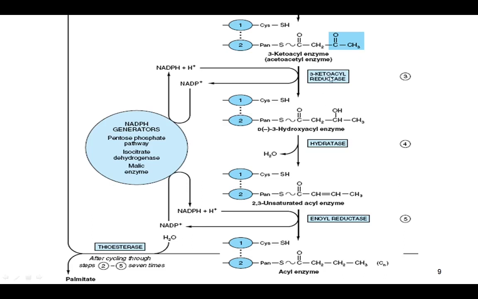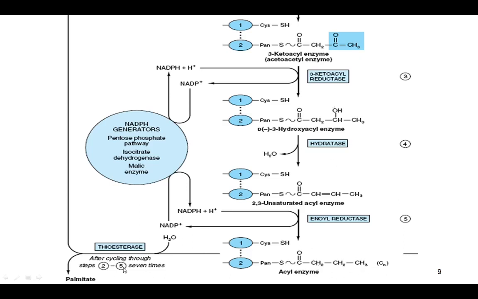After ketoacyl synthase, the next enzyme is ketoacyl reductase. It is forming hydroxyacyl enzyme. After reductase, hydratase enzyme will come and form unsaturated acyl enzyme. Then enoyl reductase. So ketoacyl reductase, then hydratase, and then another reductase. It will form acyl enzyme. So here actually the chain has formed. One small chain of fatty acid has formed.